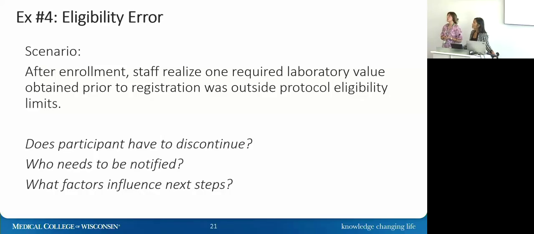I think it was out of range. One required lab value obtained prior to registration was outside protocol eligibility. So I think we got the lab drawn, but let's say their platelets had to be 100,000 to be eligible, and their platelets were 10,000. So they were outside of the limits to be eligible. How would we prevent this from happening in the future?